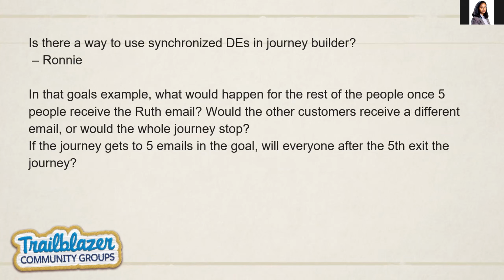The next one: is there a way to use synchronized data extensions in the Journey Builder? Yes, you can. What you're going to do is filter off of a synchronized data extension and create that filter data extension. So maybe you're using a data filter in Automation Studio to automate that happening, or it could be just a one-off filter data extension that you're using. But that would be the way to use that information in Journey Builder afterwards.